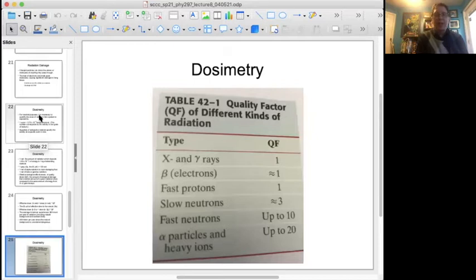So these are the quality factors. X-rays and gamma rays have a quality factor of 1 by definition. Beta particles, approximately 1. Fast protons, about 1. Slow neutrons are about 3. Faster neutrons can be up to 10. Alpha particles and heavy ions can be up to 20. There are multiple factors that go into why certain things affect quality factors. Momentum is part of it, but it's not the full picture.